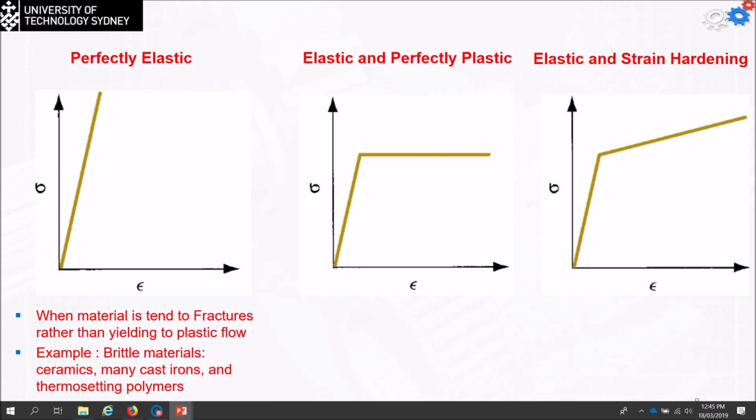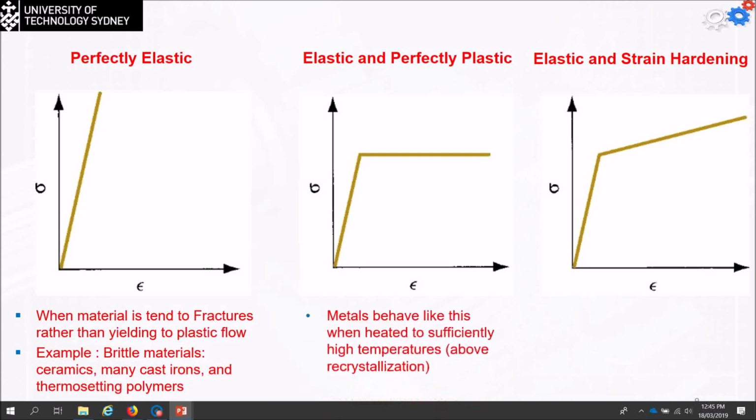For the elastic and perfectly plastic material, in this case the metal, it will behave like this when it's at a sufficiently high temperature, and you can simply shape it as you like. If I increase the temperature of the steel and then try to bend it, when it reaches the yield point, it's going to be bent using the same force without any resistance, simply because I increased the temperature beyond what we call the recrystallization temperature, which we are going to define soon.